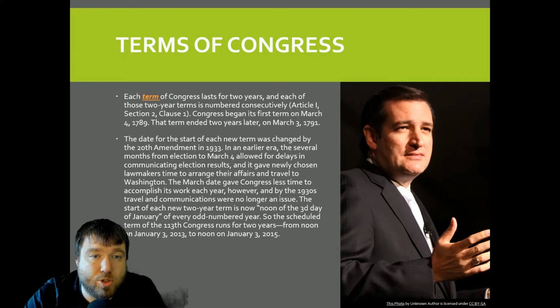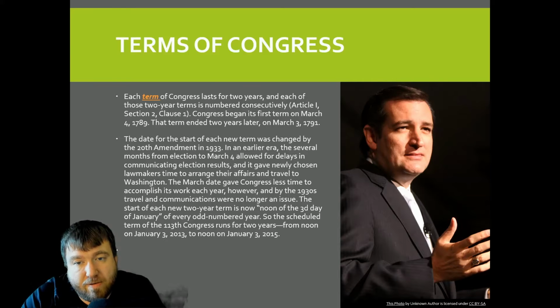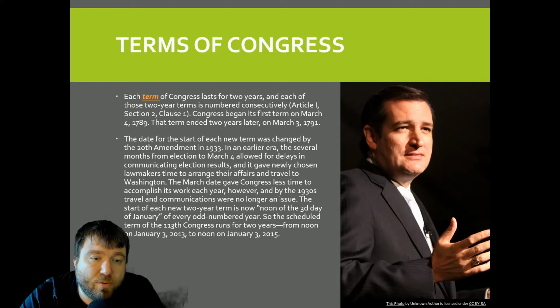So, terms of Congress. Each term of Congress lasts for 2 years, and each of those 2-year terms is numbered consecutively. Article 1, Section 2, Clause 1. Congress began its first term on March 4th, 1789. That term ended 2 years later on March 3rd, 1791. The date for the start of each new term was changed by the 20th Amendment in 1933.